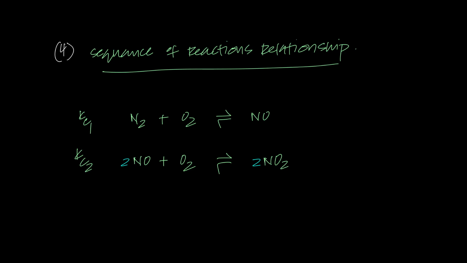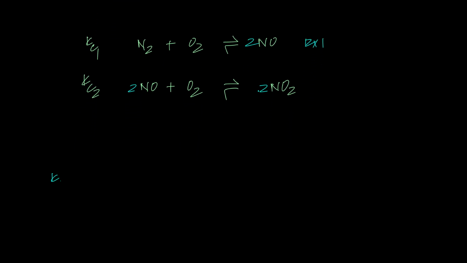But I could have also put a half here, couldn't care less. This is the equation, and this is a 2 here. This is reaction 1, and this product is further being used in this particular reaction. So this reaction will have a Kc. Can you write the Kc for the first reaction? Kc1 is NO squared divided by N2 concentration at equilibrium and O2 concentration at equilibrium.